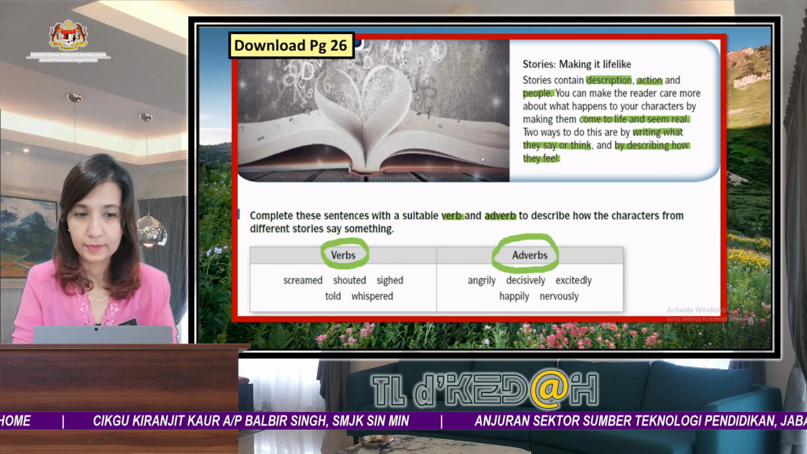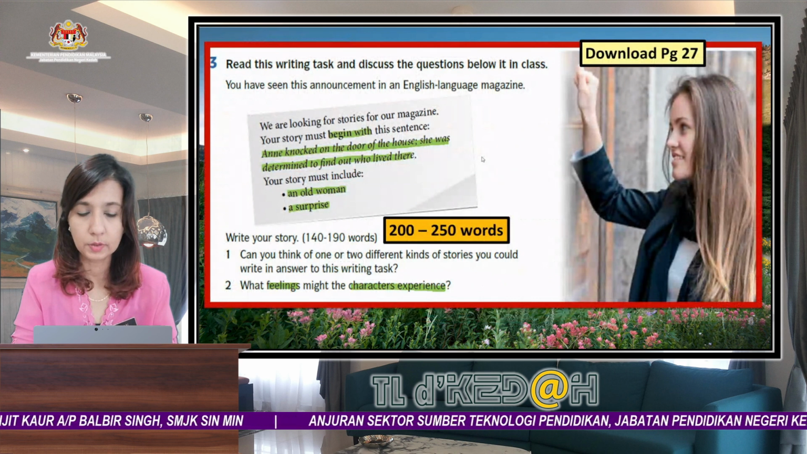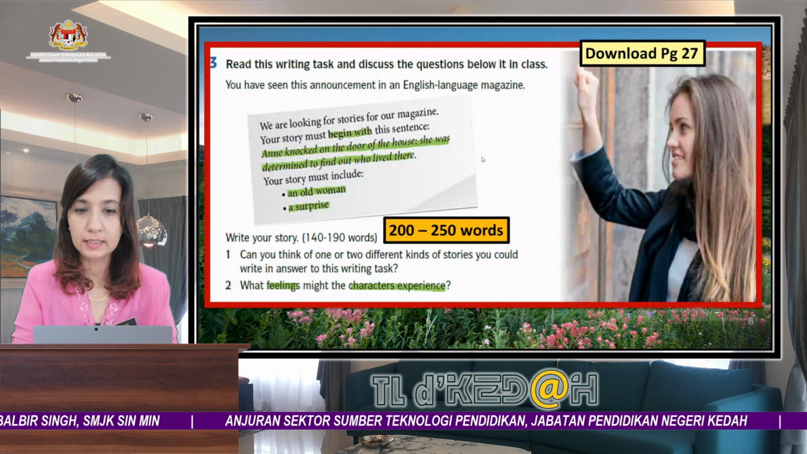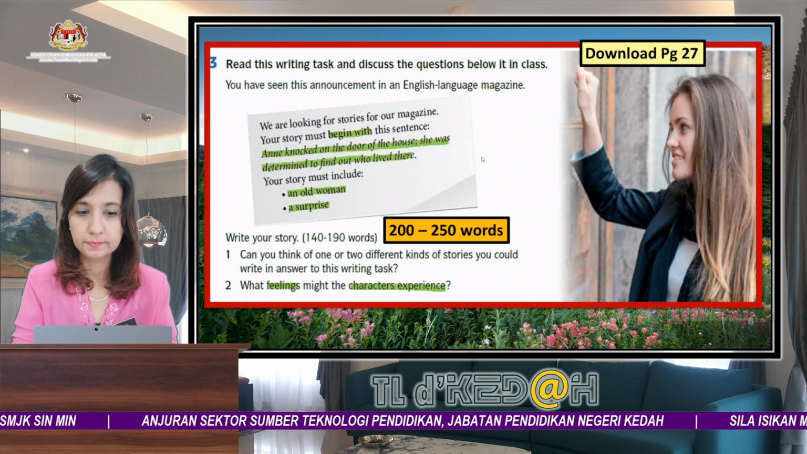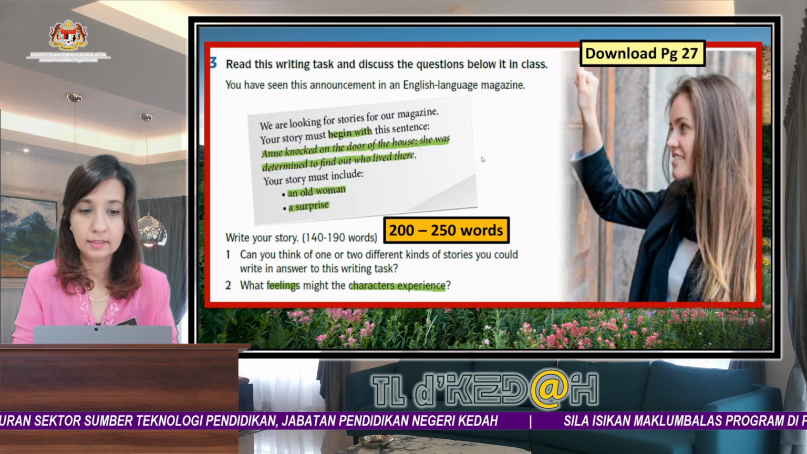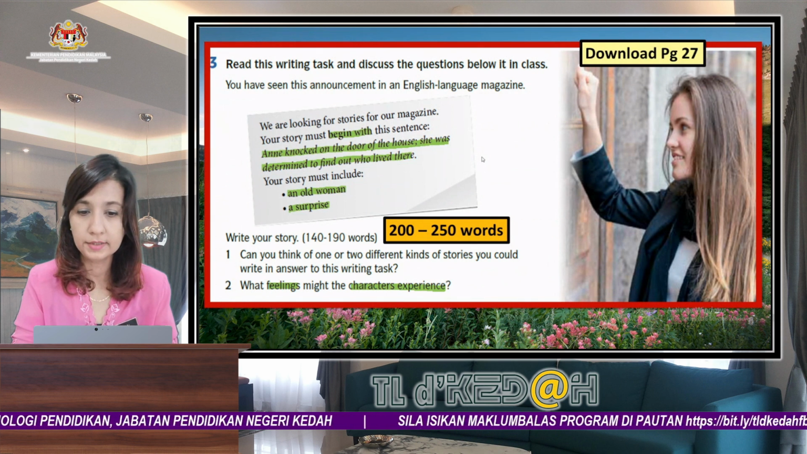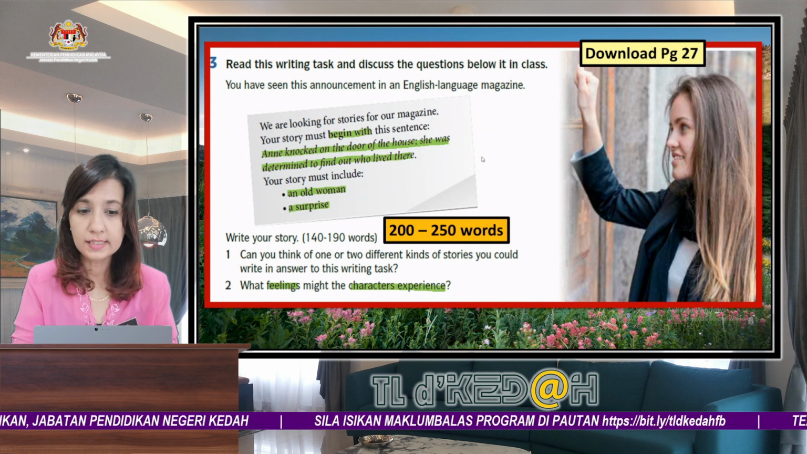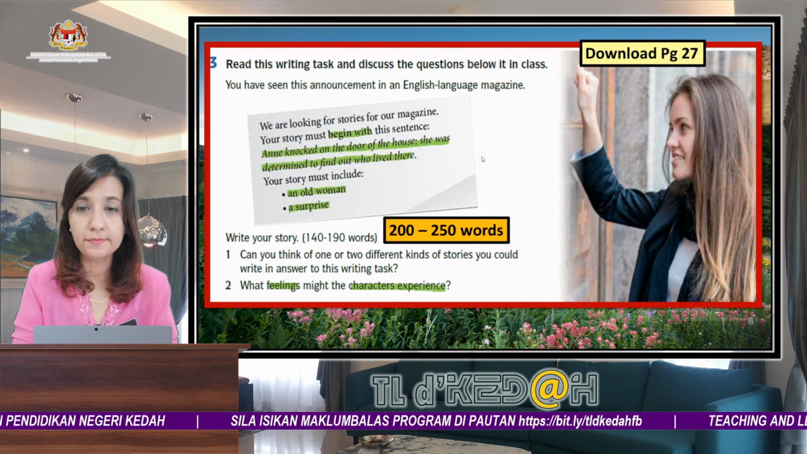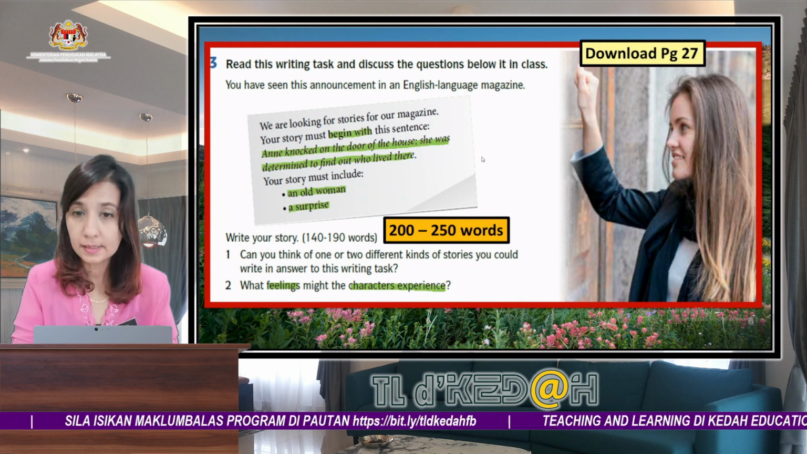Okay? Alright. Look at page 27. There's an example here of a question. You have seen this announcement in an English language magazine. We are looking for stories for our magazine. Your story must begin with this sentence. Anne knocked on the door of the house. She was determined to find out who lived there. Your story must include an old woman and a surprise.